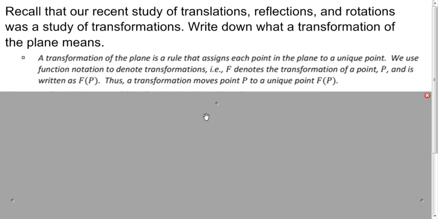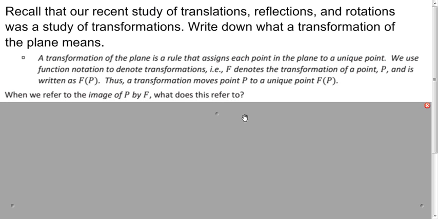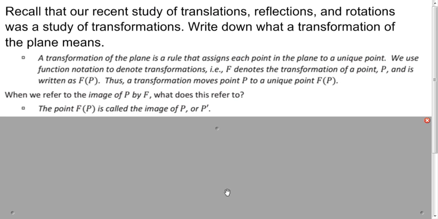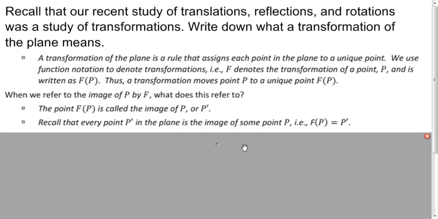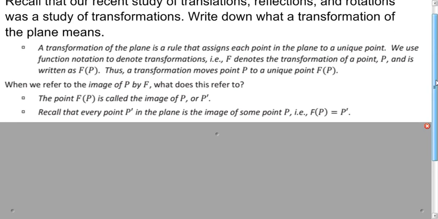So here's the definition we have for a transformation. We are inputting a point and the output is a unique point. So if f is our transformation, we input P, and the output is P prime, or f of P, which in this case, we talk about its image as P prime. So f of P, the output, that's the same as our point P prime. Okay, every point has an image.